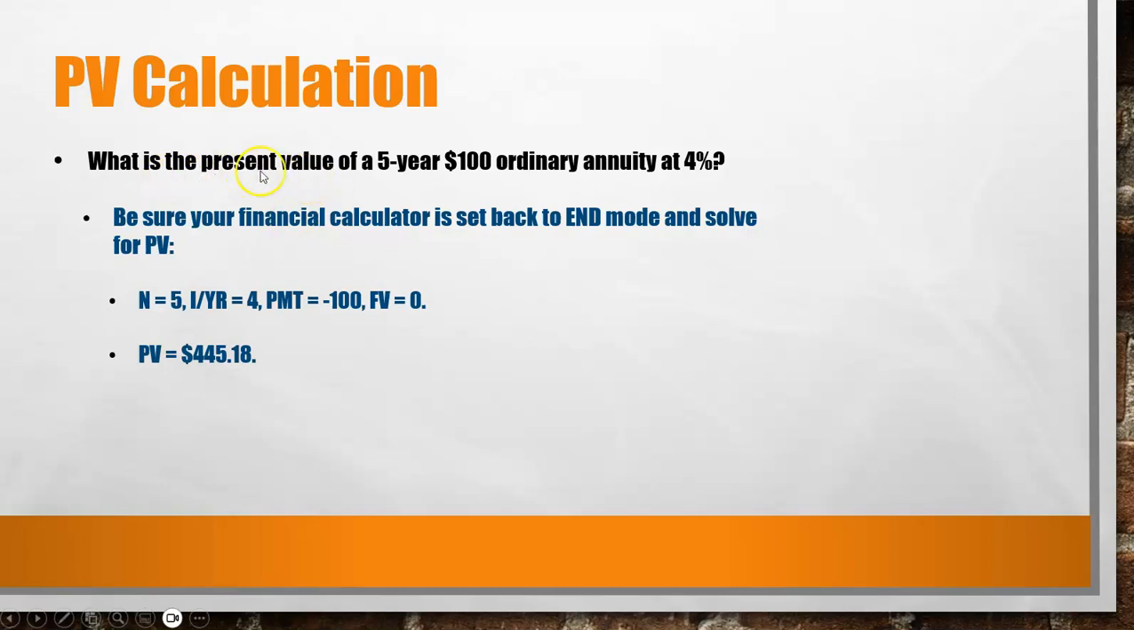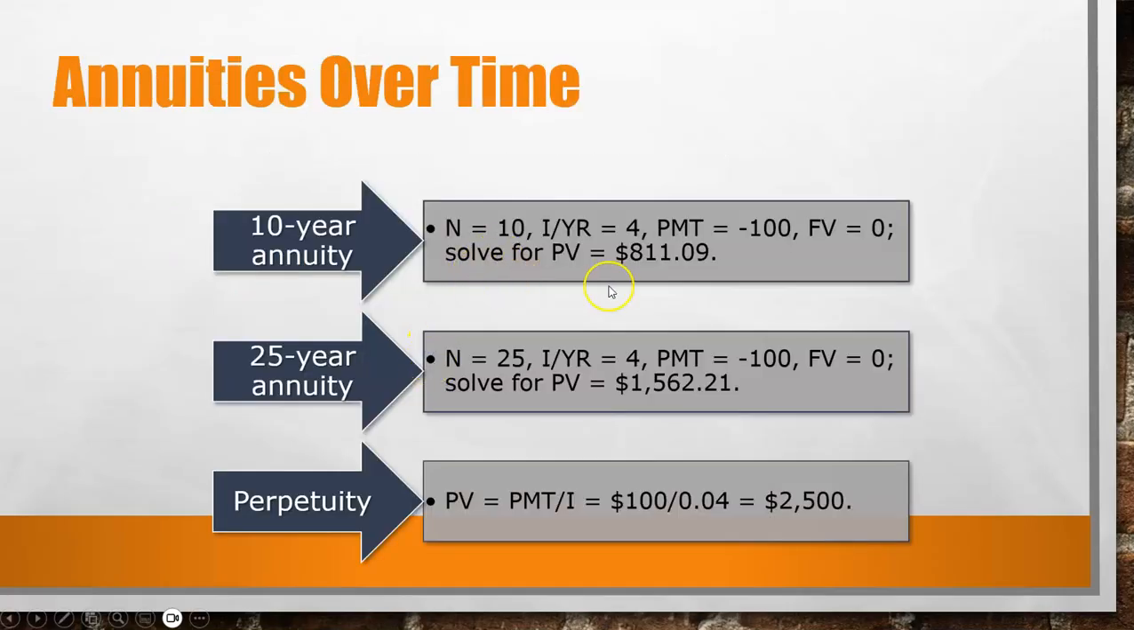Present value calculation. What is the present value of a 5-year $100 ordinary annuity at 4%? So the present value, the money you would have to put into an account at 4% to get $100 at the end of each period, you'd have to put $445.18 into an account earning 4% to be able to withdraw $100 at the end of every year for 5 years. A 10-year annuity, you'd have to put 811. A 25-year annuity, 1,562. And in perpetuity, 2,500.